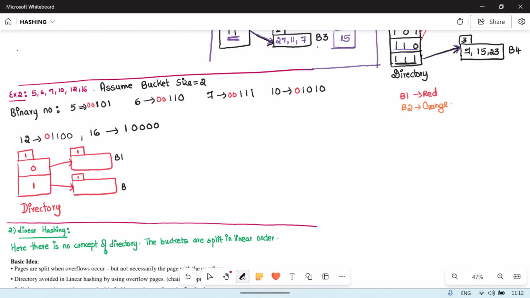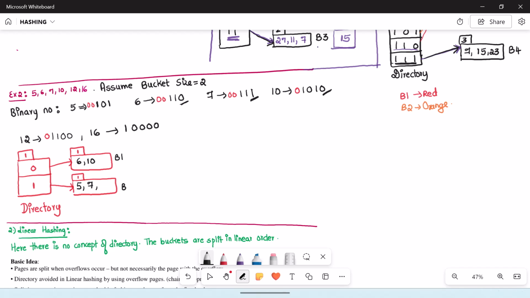So 5 will come to this point. Likewise, 6. 6's least significant bit is 0, so 6 will come here. Okay, then 7. 7's least significant bit is 1, so it will come here. And 10's least significant bit is 0, so 10 will come here.